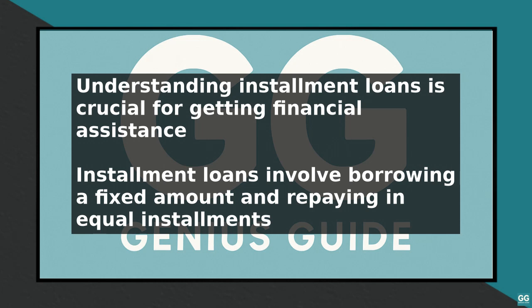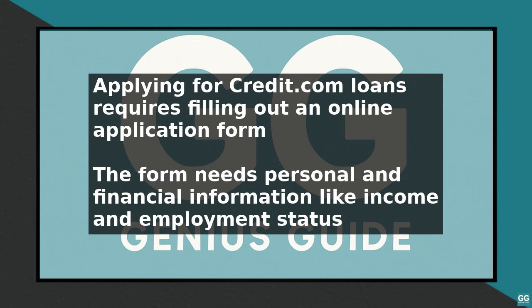To apply for a Credit.com installment loan, you will need to visit the Credit.com website and fill out the online application form. This form will require you to provide some personal and financial information, such as your name, address, income, and employment status. You will also need to specify the amount you want to borrow and the repayment term you prefer.